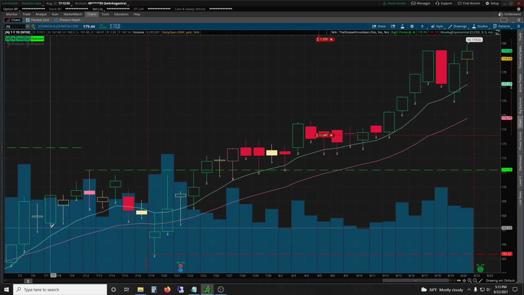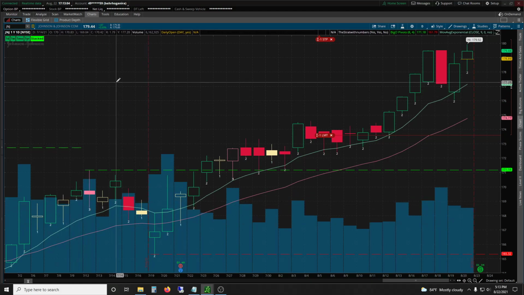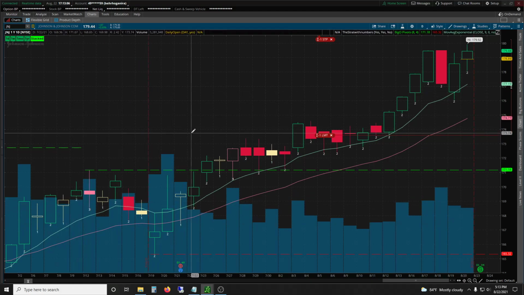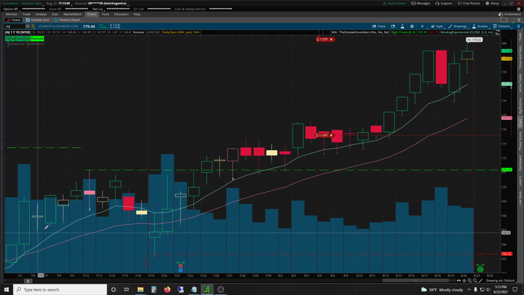So that's basically what this video is about. One candle is an inside candle. 3 candles, an outside candle. Everything else, a 2. That's pretty much what this is. It's just an easier way.